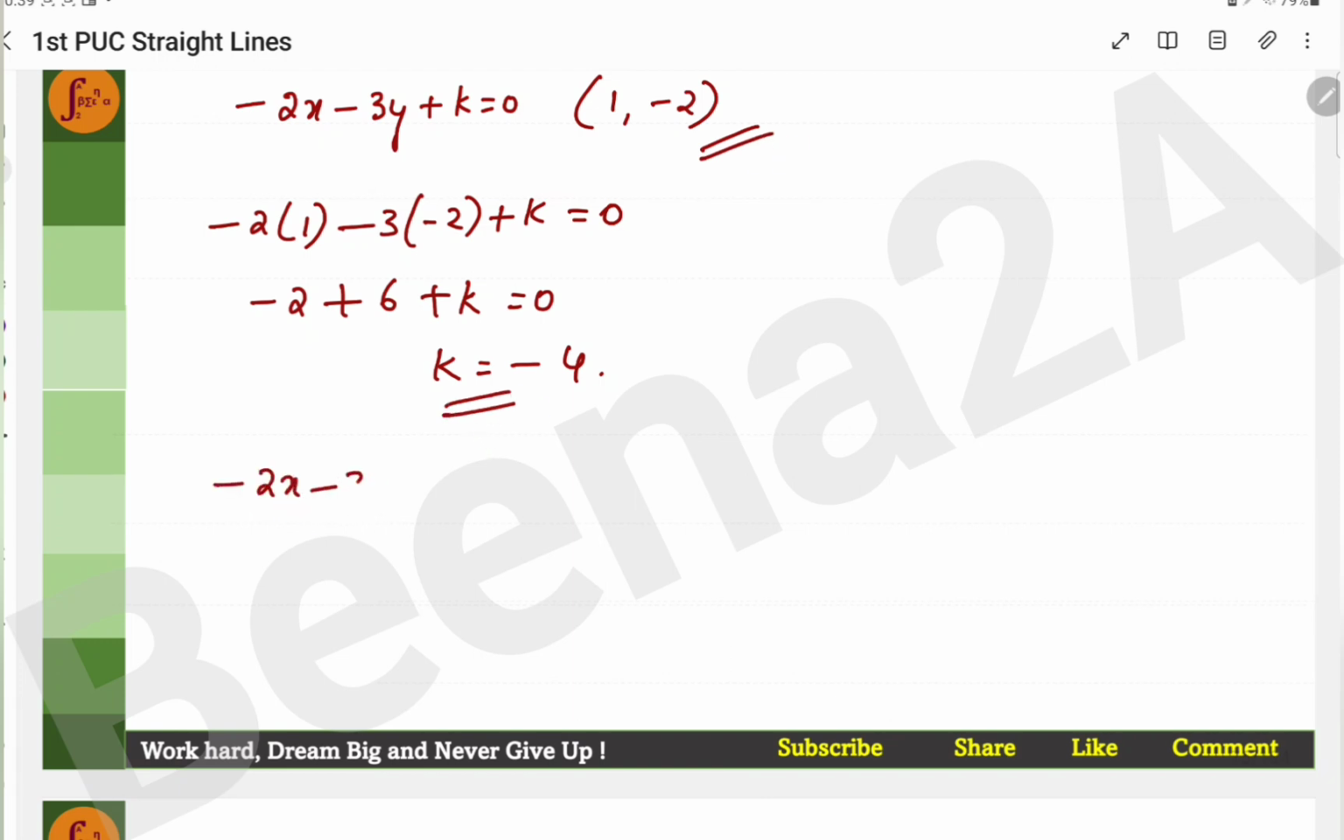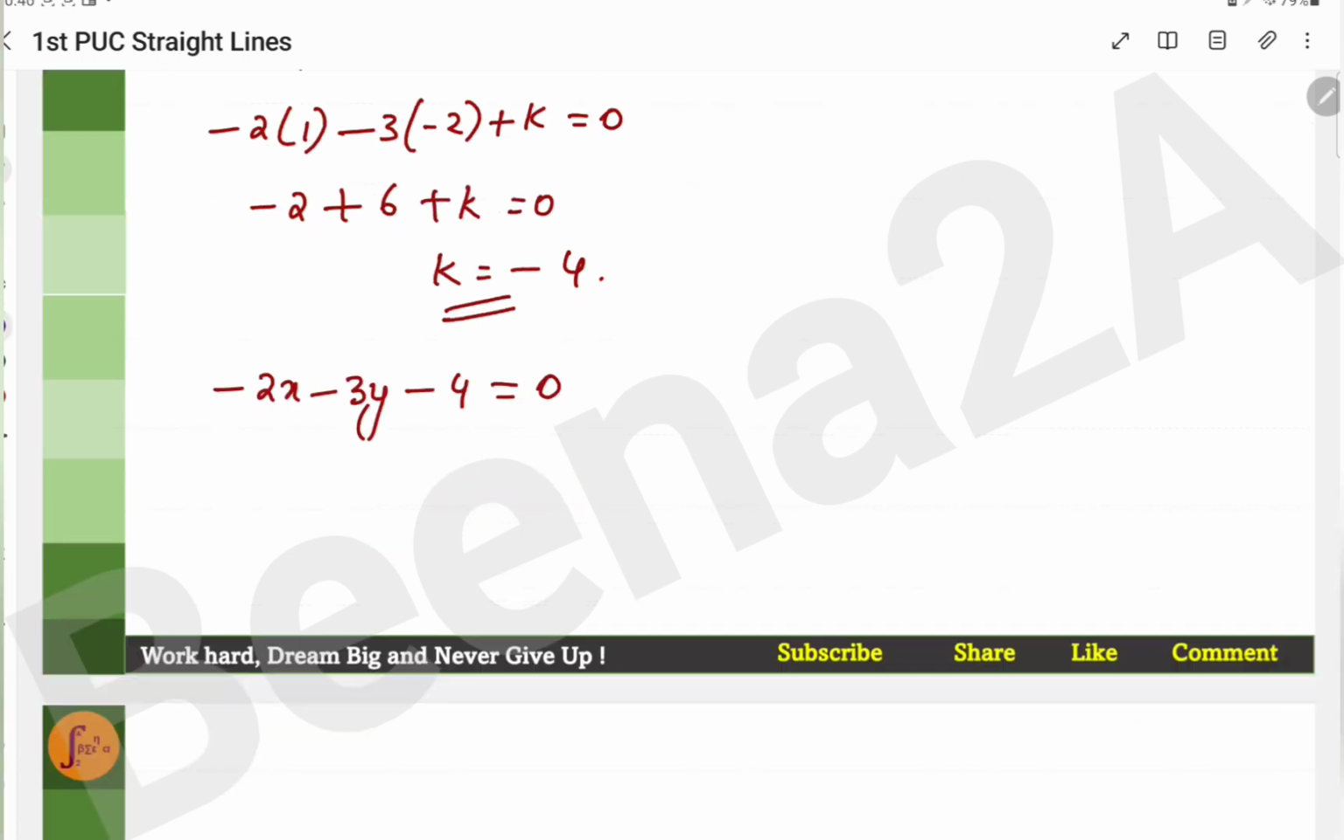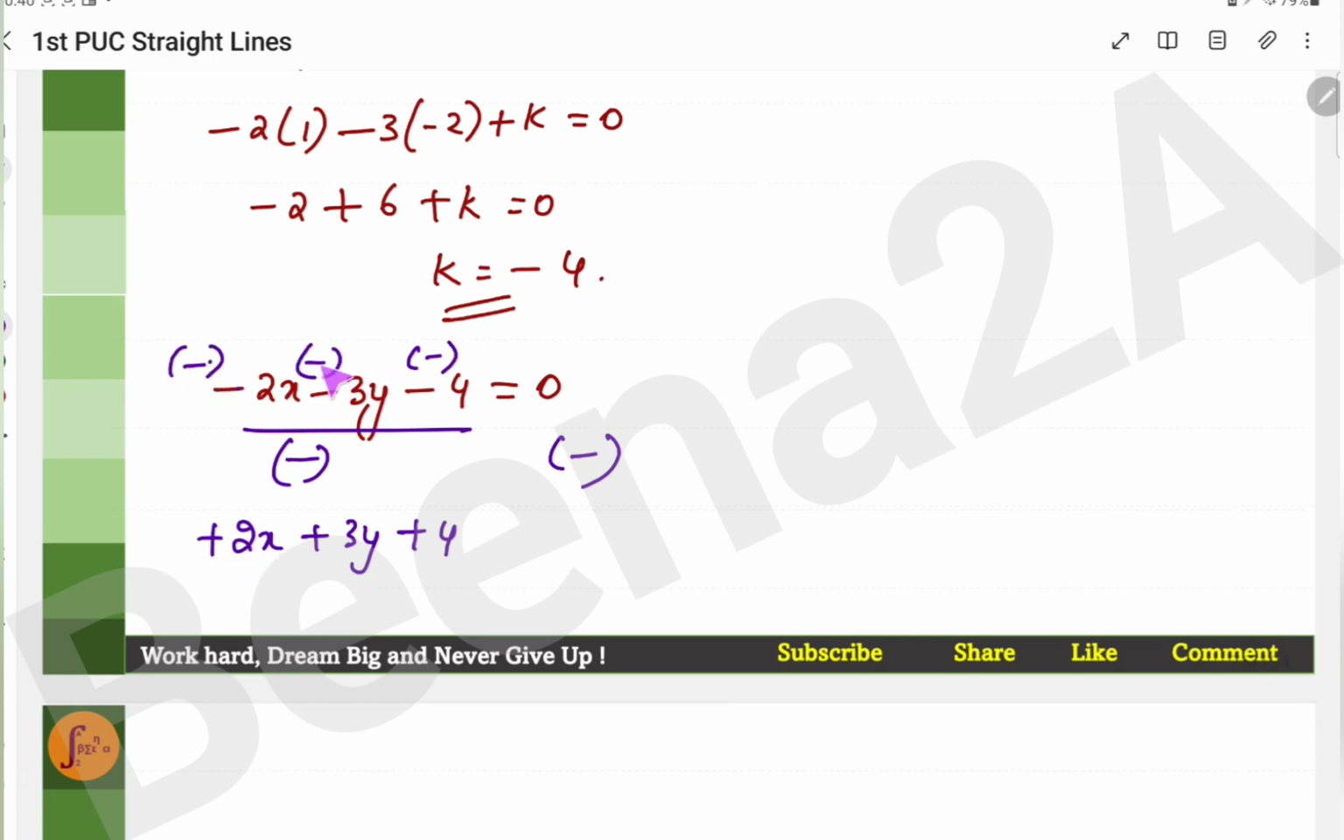Now I'll take the same equation and, instead of k, I put minus 4. So it's minus 2x minus 3y minus 4 equal to 0. Now I'll multiply both sides by minus, so that I can get rid of this minus. Minus into minus is plus, everywhere, and minus 0 is nothing but 0 itself. So the equation would be 2x plus 3y plus 4 is equal to 0. This is the equation of the perpendicular line.